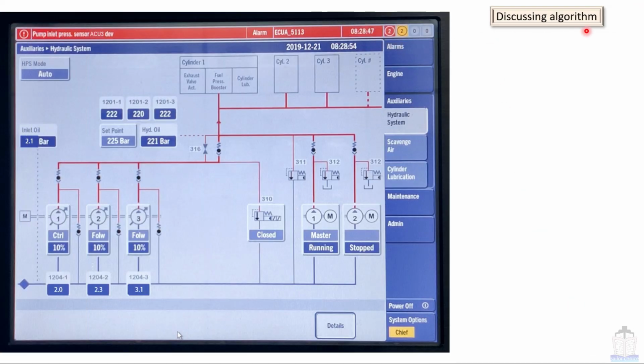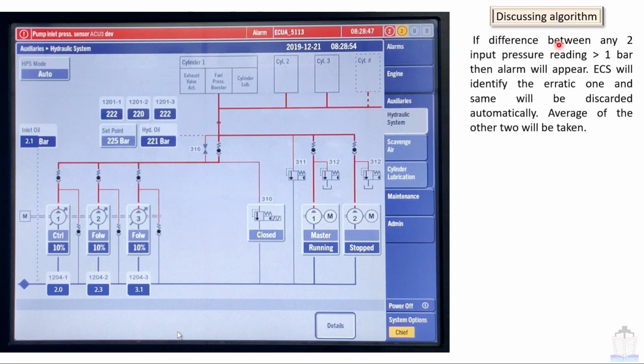Discussing the algorithm: if the difference between any two input pressure readings is greater than 1 bar, then an alarm will appear like here. The ECS will identify the erratic one and it will be discarded automatically. The average of the other two readings will be taken. So we are going to see some examples for that.